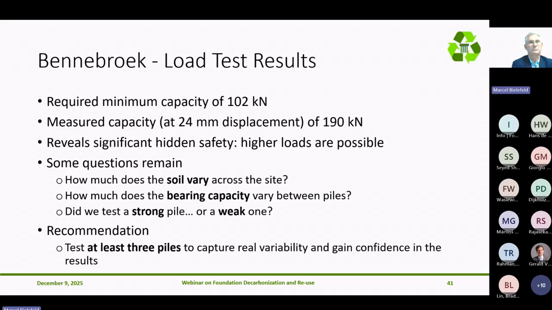Some questions remain because there's variation of the soil conditions across the site. So how much is that variation of the soil, and how much does it affect the bearing capacity between those piles? Because we did test a pile. Did we test a strong pile or just a soft or weak pile? So therefore, at least test a couple of piles. One is none. At least 3 piles to capture not only the average of those piles, but also the variability, and get us confidence in the test results. That's the case in Bennebroek.